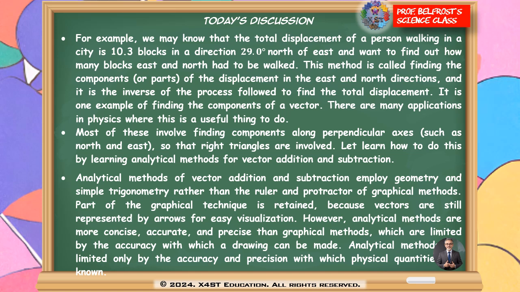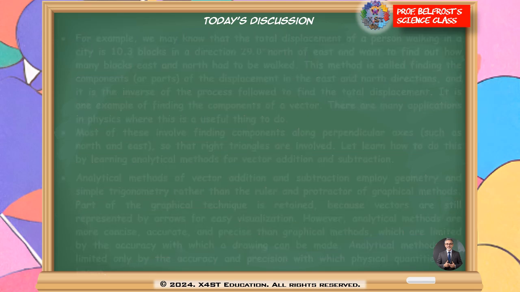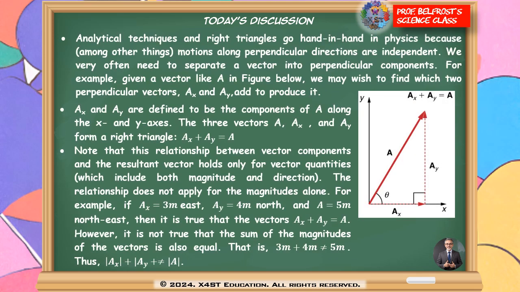Most of the process here involves finding components along perpendicular axes, which can be north-south, east-west, so that right triangle techniques can be involved. So let's learn about it. We do it by analytical methods. Analytical methods of vector addition and subtraction employ geometry and simple trigonometry rather than the ruler and protractor that we use with graphical methods. Of course, we need to sketch first to get a clear image of what we are going to solve, but that's just one step of many.